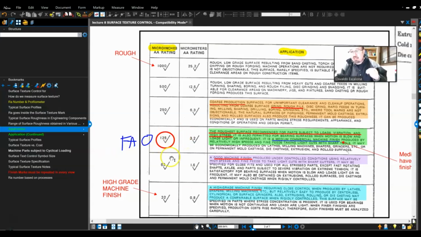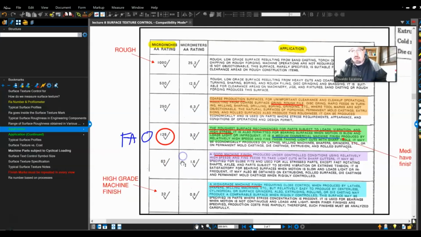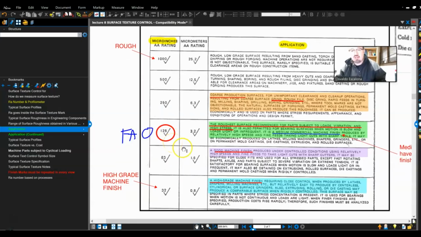Anything that I have to actually decrease, it is my RA number, then I will give it to you smaller than 125. For example, here I got the 63 for good machine, right? It is specified for close fits and used for all stress parts except for fast rotating shafts and axles. So I still do not use 63 for moving parts, but I am using good machining. So my surfaces will be a little bit better.